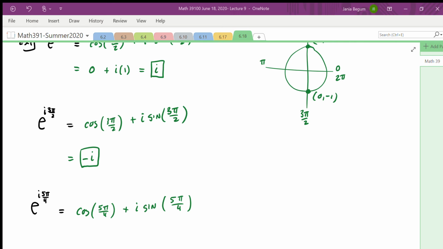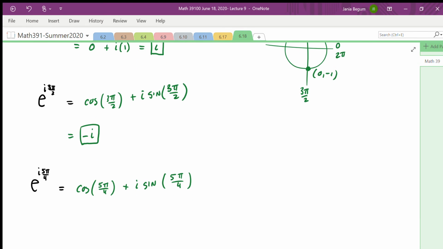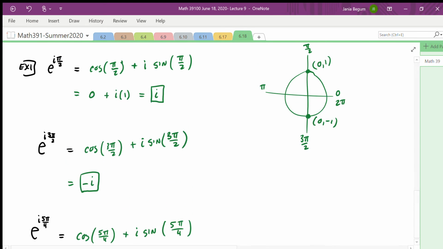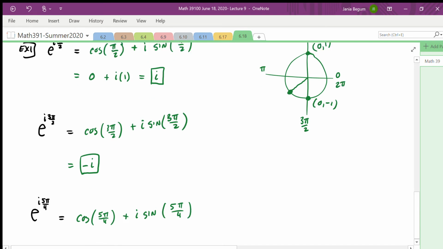And now the next thing is we want to evaluate this, right? So we're going to do some pre-calculus. So 5 pi over 4, if you look at the unit circle, it's located right here. So it's not on the standard position, right? It's not on the x or the y axis. So we kind of have to find its reference angle. That's something you should have done in pre-calculus or in algebra, and then find its exact value.